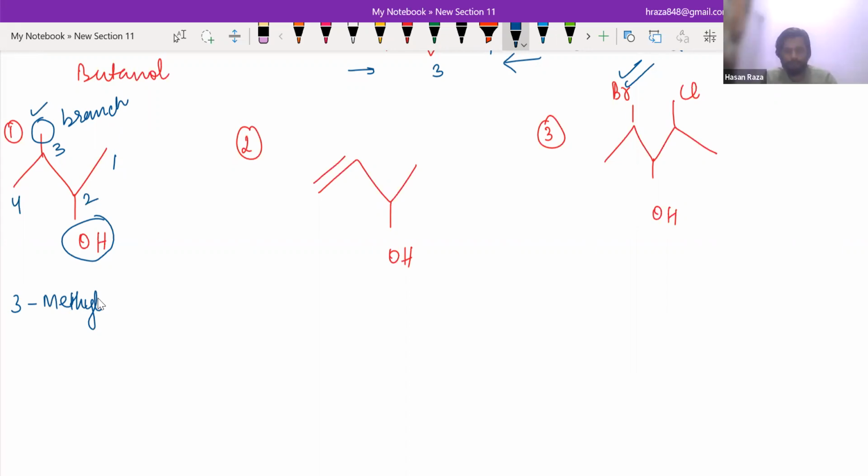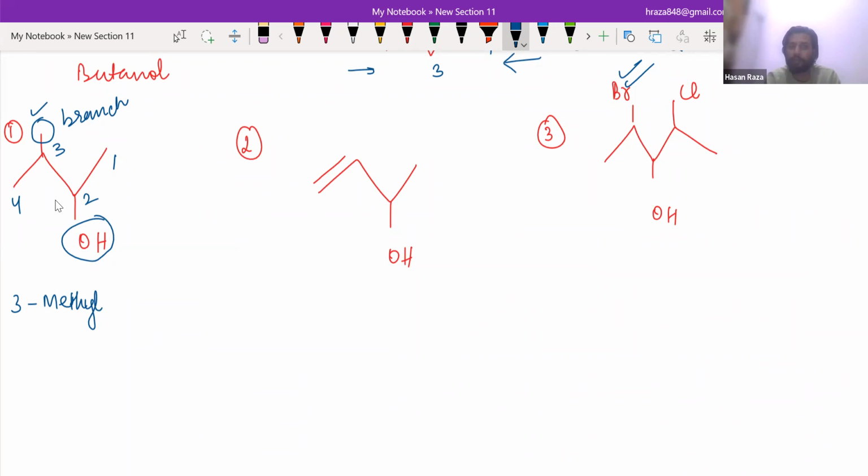But in the numbering, you told us we have to take the OH. Okay, sir. Got it. Now could you repeat your thing, sir? 3-methyl. Now we are done with the substituent. There is no other substituent. Then jump to the parent chain.